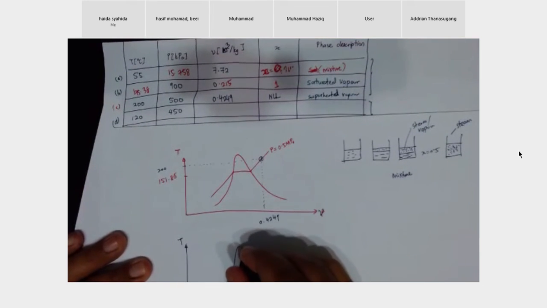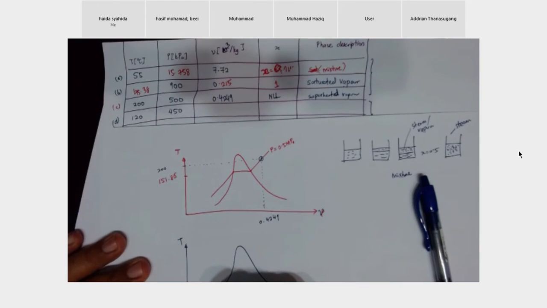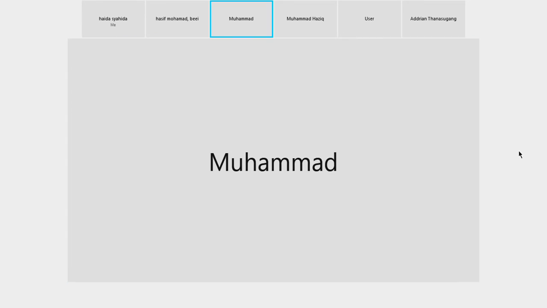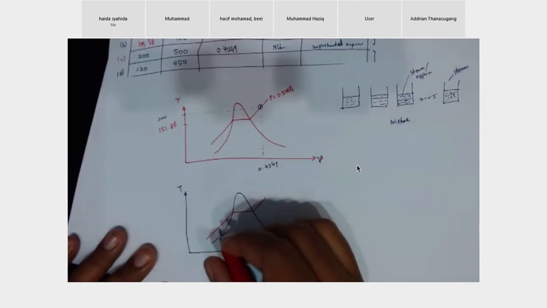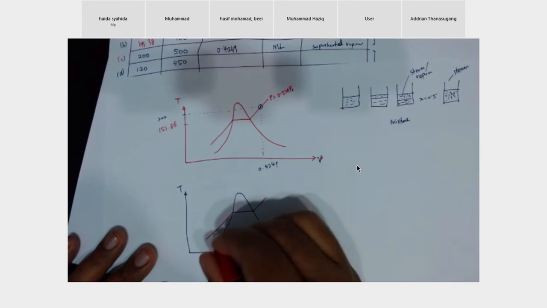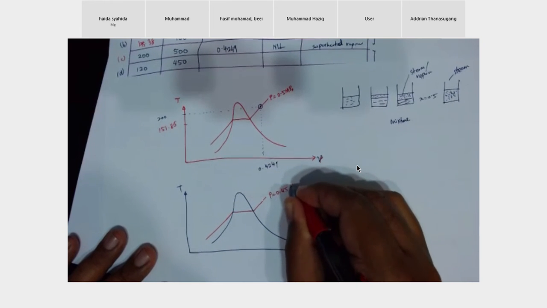So saya suka buat macam ni, saya buat T. Okay. So macam tak nampak sangat saya. Tak nampak atas sikit. Okay. Okey, ngam. So 120. So 450. So this line represent P equals to 0.45 megapascal.